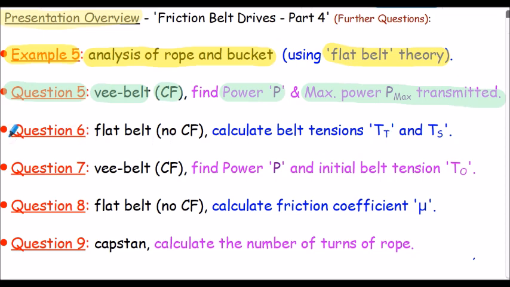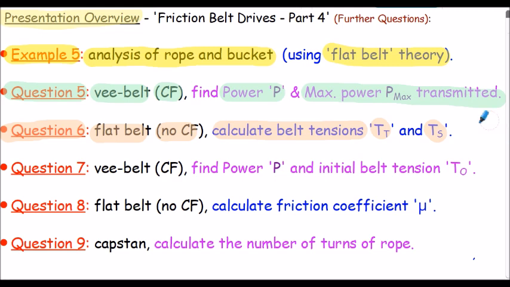Question 6 relates to a flat belt with no centrifugal effects considered. In this case, we have to calculate the belt tensions, both the tight side and the slack side tensions, and given the information in the question, this will require us to generate 2 simultaneous equations to solve for TT and TS.